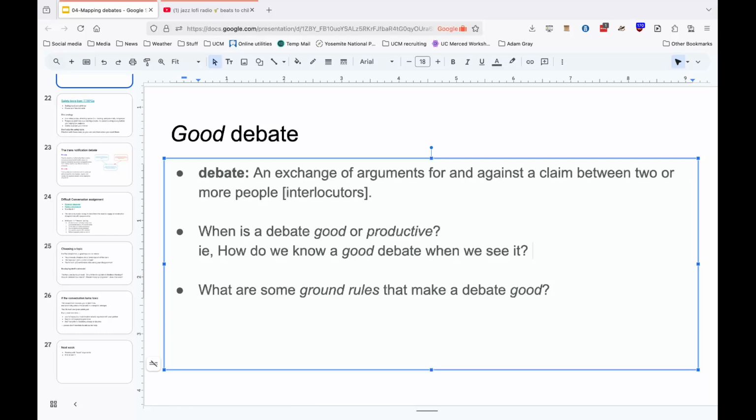Yeah. We have the idea that to be productive, they have to come to an agreement. Come to an agreement. Would folks agree? Do you have to come to an agreement for the debate to be a good or productive one? Devin, you're shaking your head no.